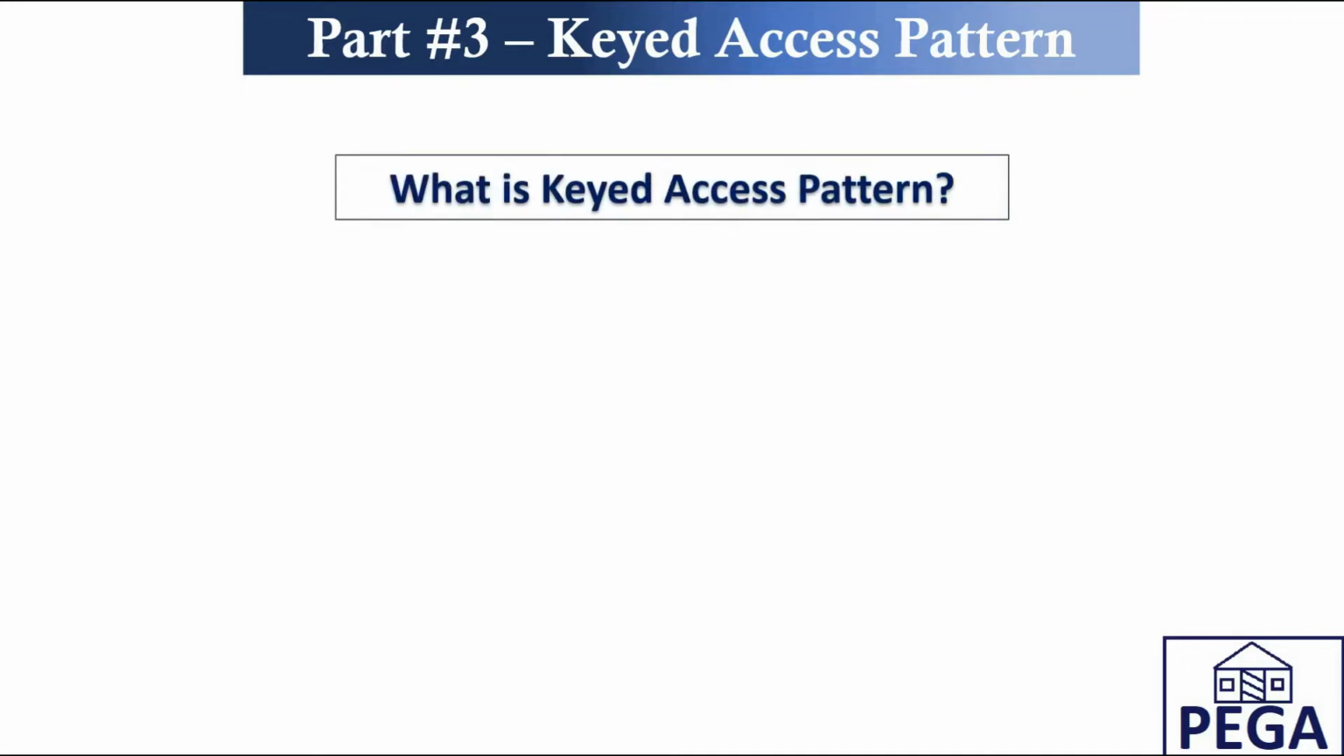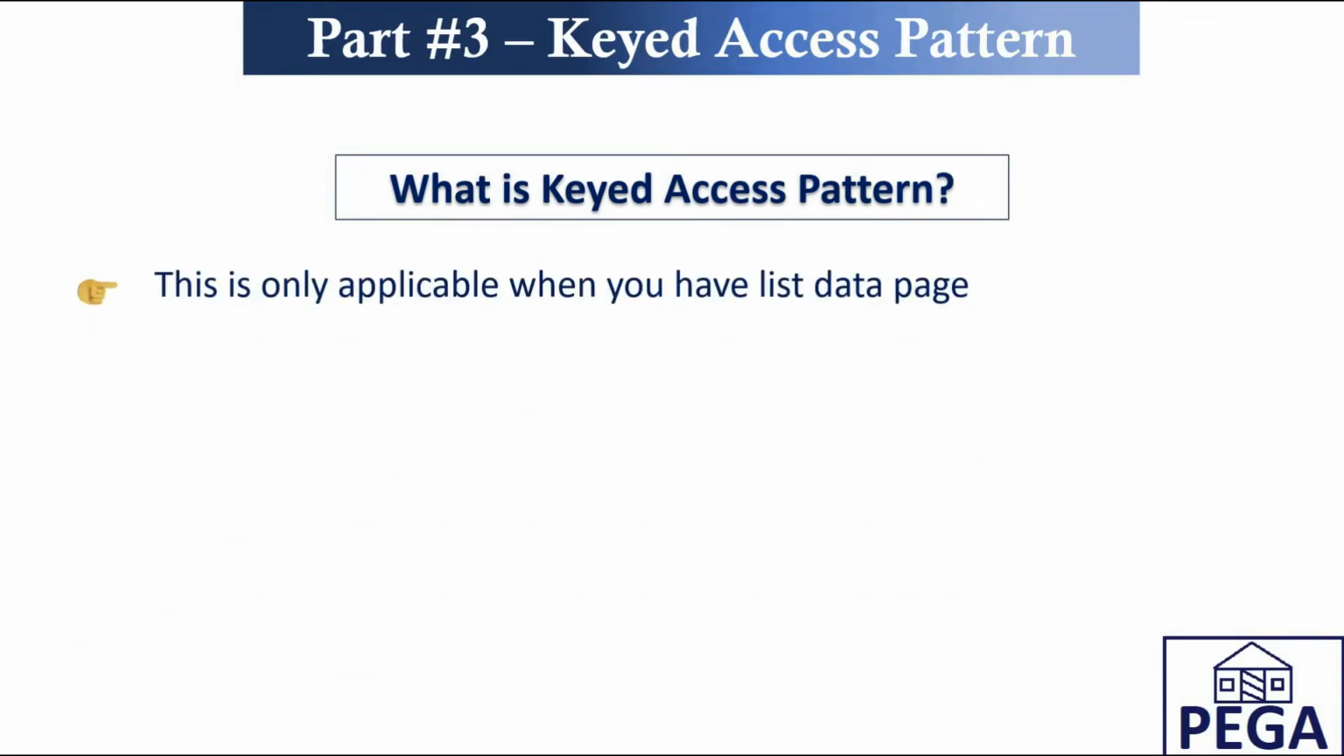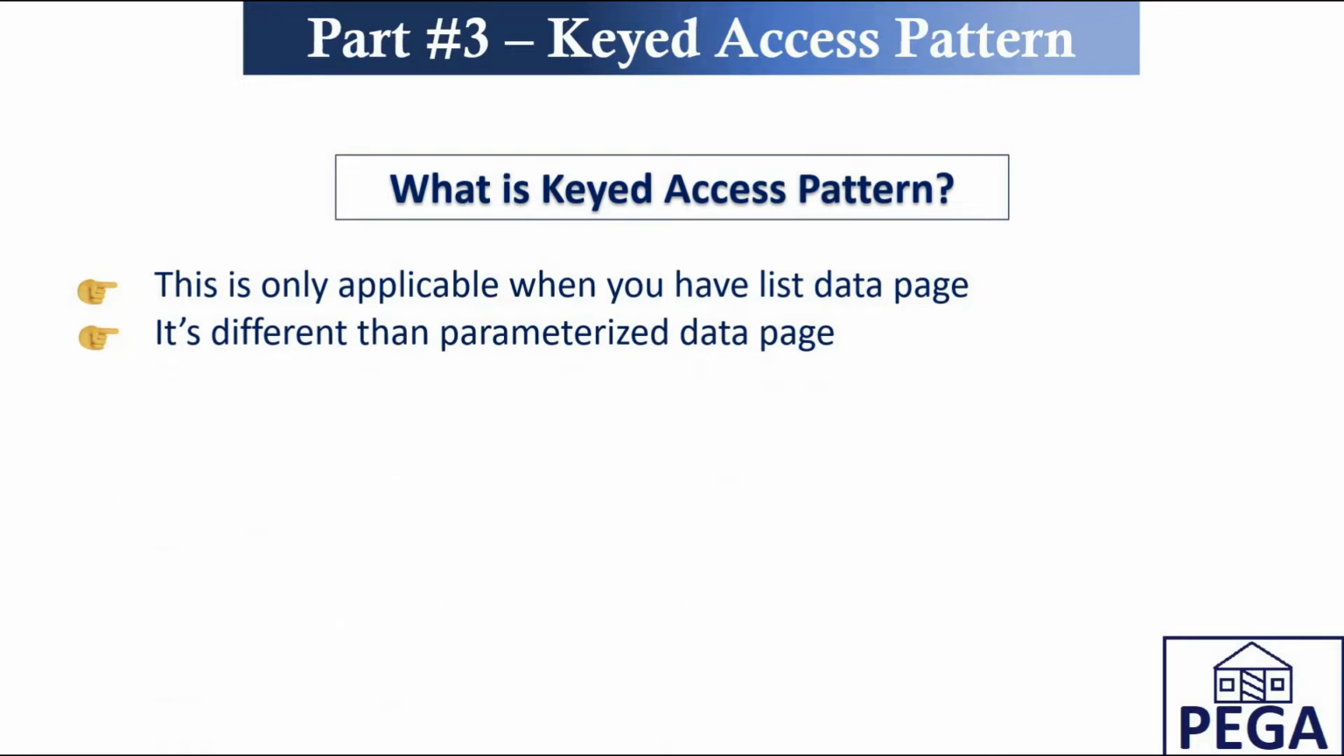the address details. Now, if you ask me what a keyed access pattern is, I'd answer that it is the pattern where I pass a key and fetch the list of details based on the key. Since I need a list, keyed access database pattern is only applicable for list kind of databases. Second, it is different from the parameterized database, which I will show you in today's video.